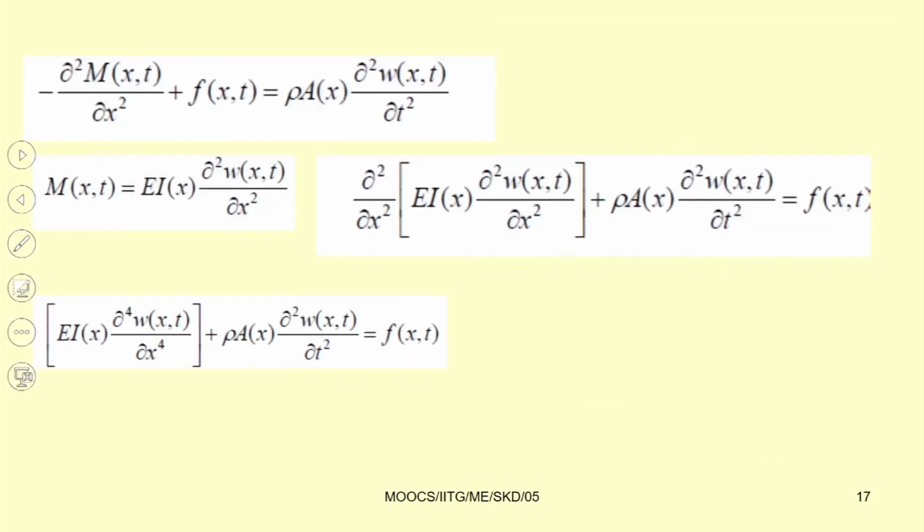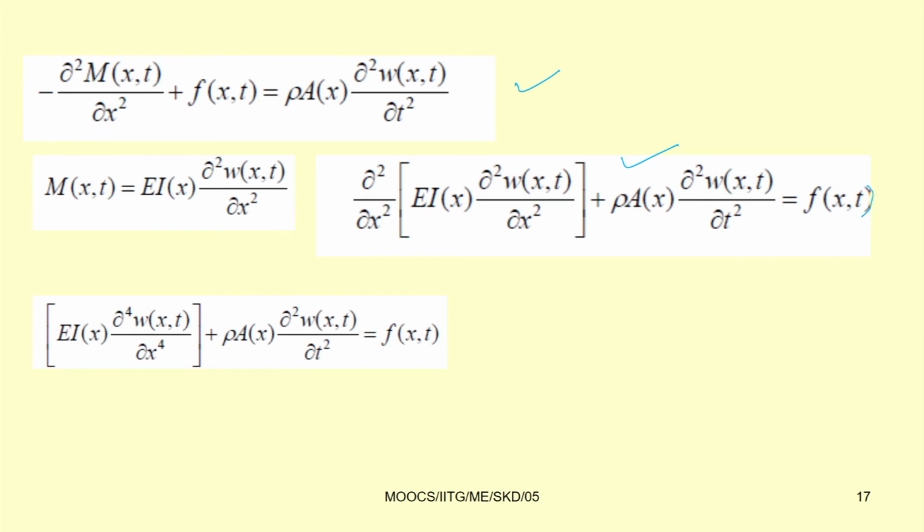From the second equation, you can write minus ∂²M(x,t)/∂x² plus f(x,t) equal to ρA ∂²W/∂t². After cancelling, and by putting M(x,t) equal to EI ∂²W/∂x², you can write this equation in the form ∂²/∂x² of (EI ∂²W/∂x²) plus ρA ∂²W/∂t² equal to f(x,t).